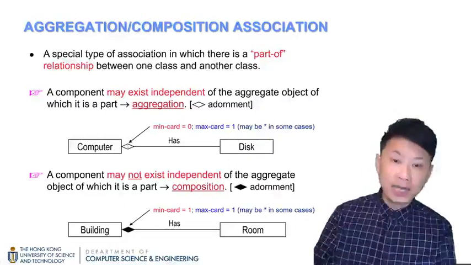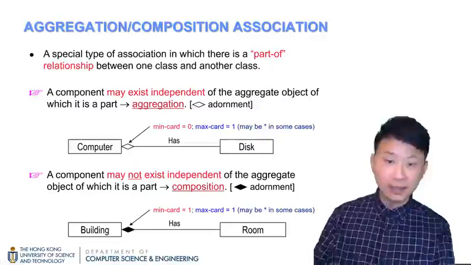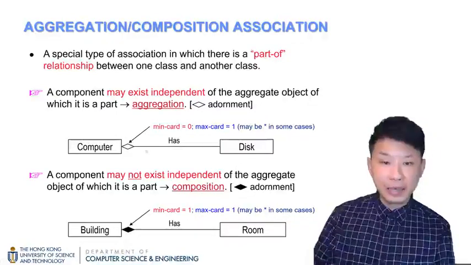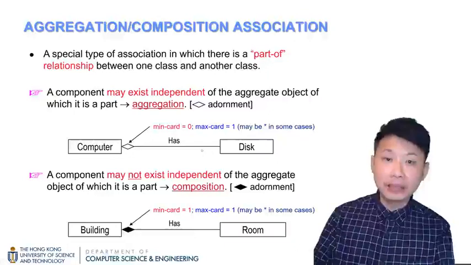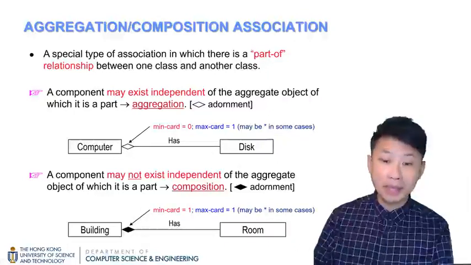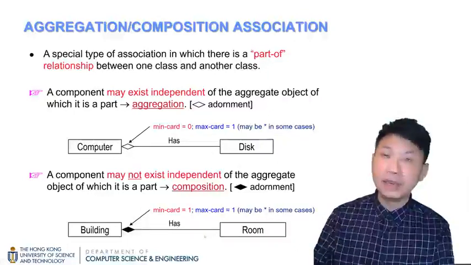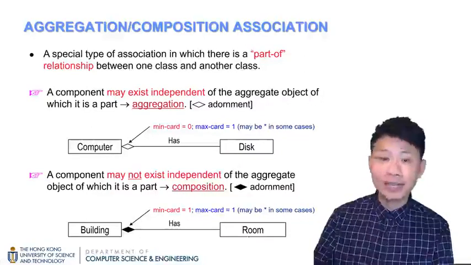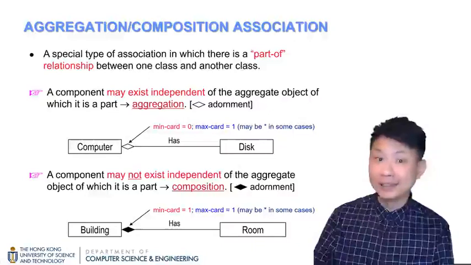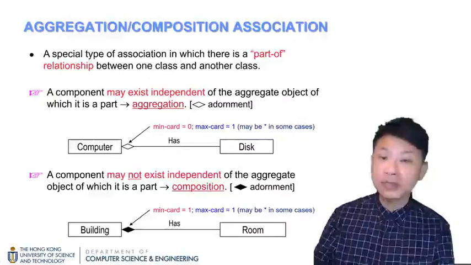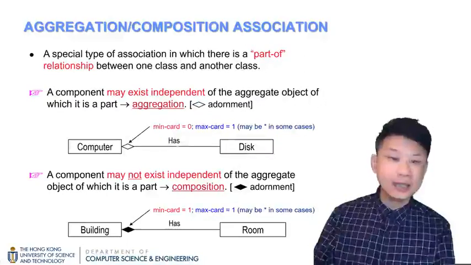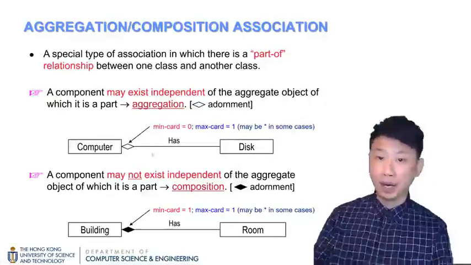Hollow diamond means part of. Filled diamond also means part of. But hollow diamond means the participation is going to be optional, and filled diamond means the participation is going to be mandatory. That means the existence of a room depends on a building. When participation is optional, the existence of, for example, a hard disk does not depend on a computer.